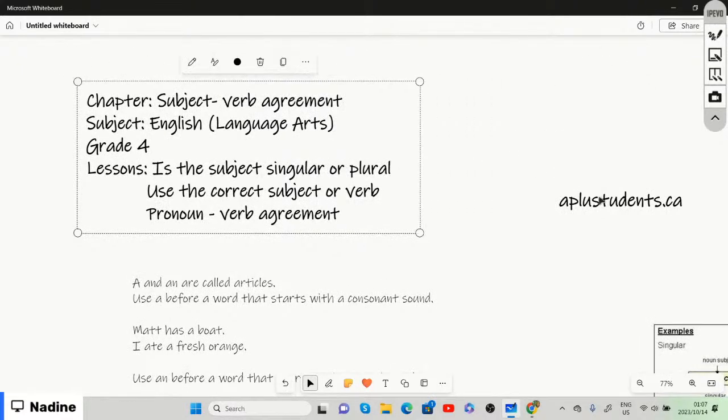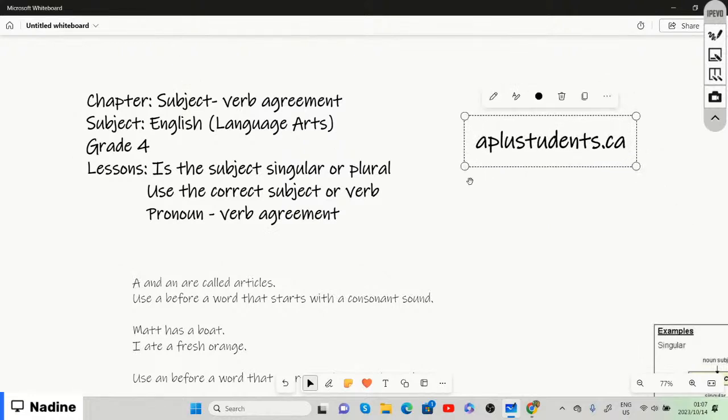subject verb agreement. And we are doing our lessons on a+students.ca. So if you do want to go back, recap, and go over certain things, then you can go to a+students.ca, and that is where you will be able to go over the chapter, subject, grade, as well as lessons.